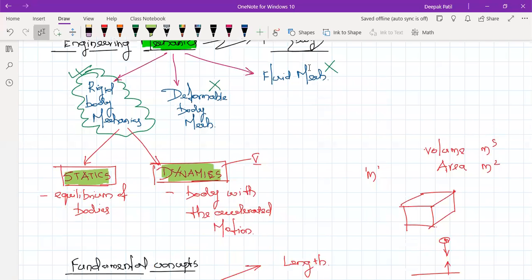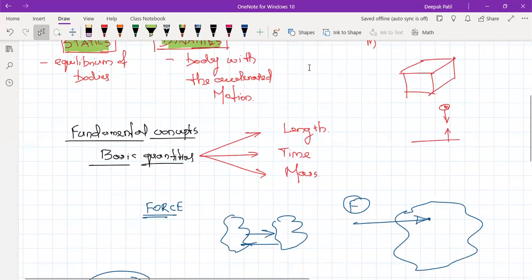But to study deformable body mechanics and fluid mechanics, the study of rigid body mechanics is very important, because it makes the base. Now, rigid body mechanics has two parts: statics and dynamics. Statics deals with the equilibrium of bodies, which are either at rest or in motion with constant velocity. Dynamics deals with bodies having accelerated motion.